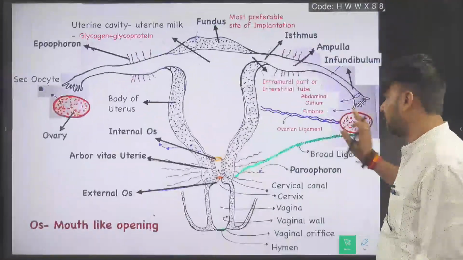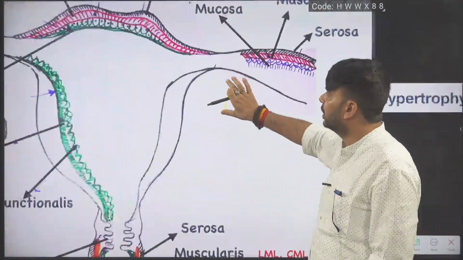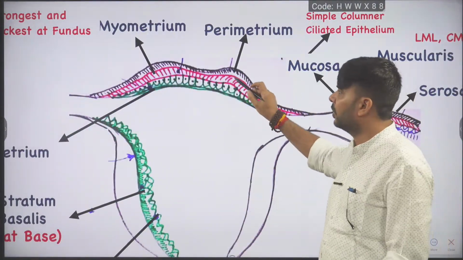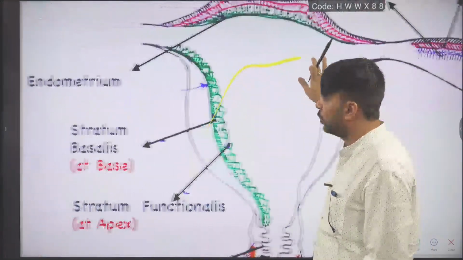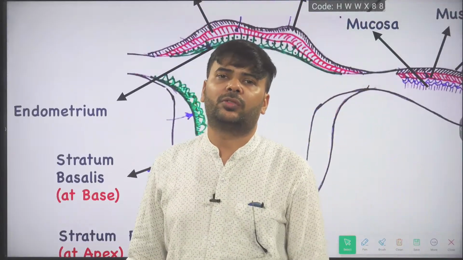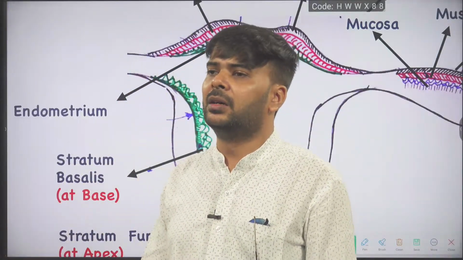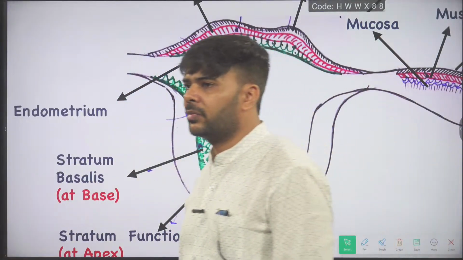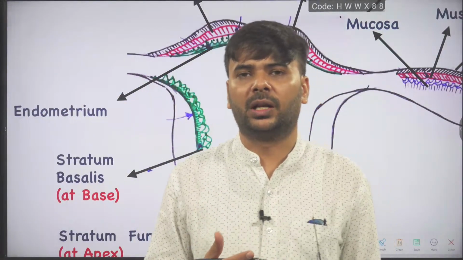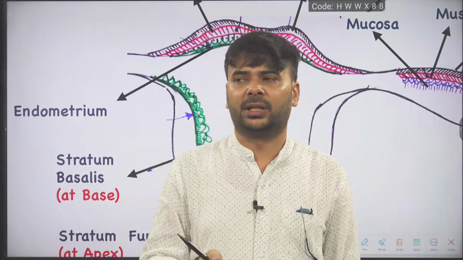Then you go to the next part. Here you can see the layers of the uterus. Very important. There are 3 layers. The outer one is called perimetrium. The middle one is called myometrium. And the innermost one is called endometrium. So you need to understand these 3 layers of the uterus. Endometrium is the innermost, then myometrium the muscular layer, then perimetrium, the outermost layer.